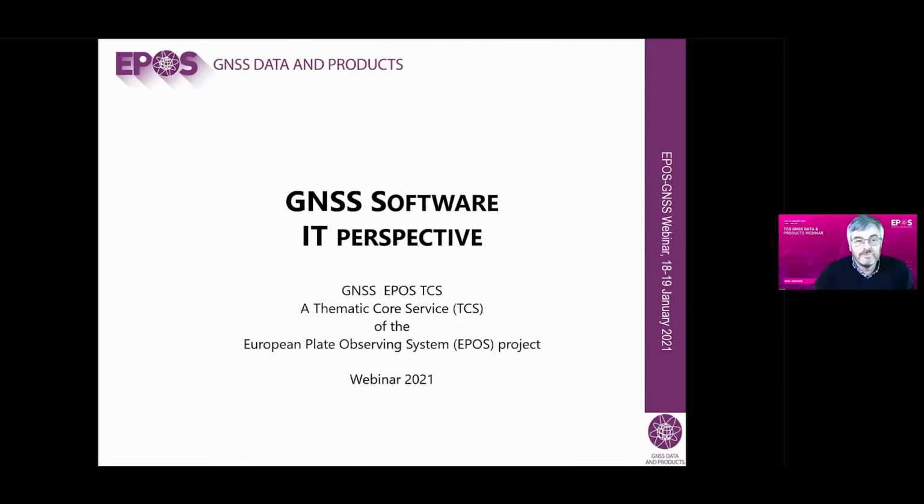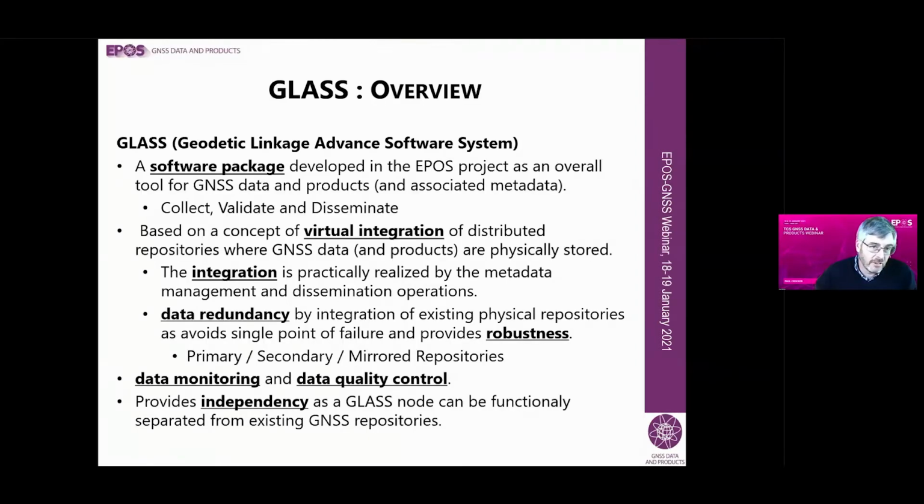So what is Glass? This is a software package developed in the EPOS project. As Rui said this morning, its name has a somewhat strange history, but this is the acronym: Geodetic Linkage Advanced Software System. The idea is based on a concept of integrating distributed repositories. So all the GNSS data and products are physically stored on local nodes and integrated in a distributed fashion.